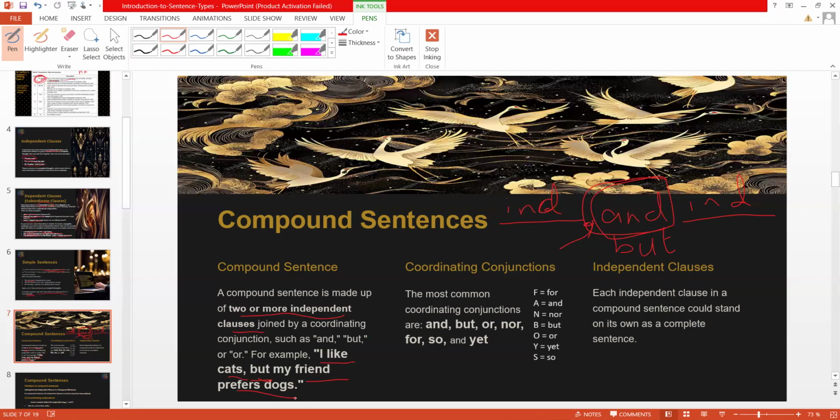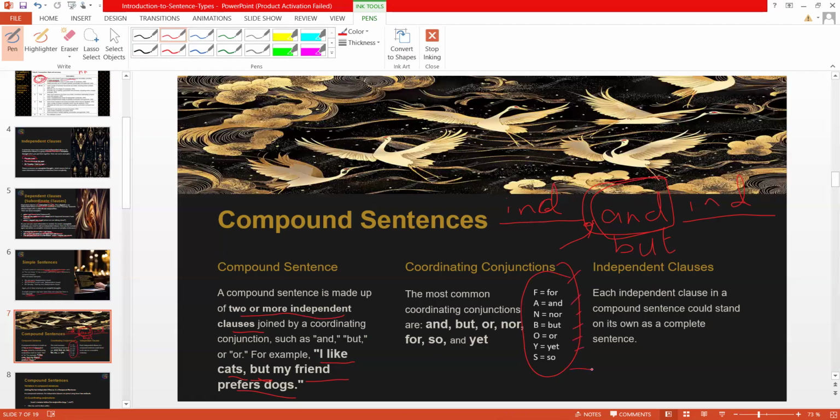That means an independent clause, comma, and but we can use this: FANBOYS. Just to remember the coordinating conjunctions, we can use this word FANBOYS, so that it will come to our mind how we can make a compound sentence: for, and, nor, but, or, yet, so.